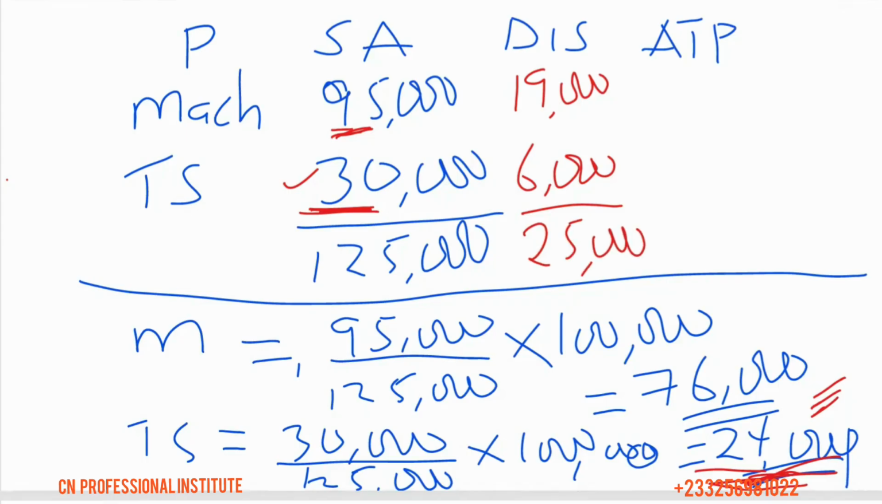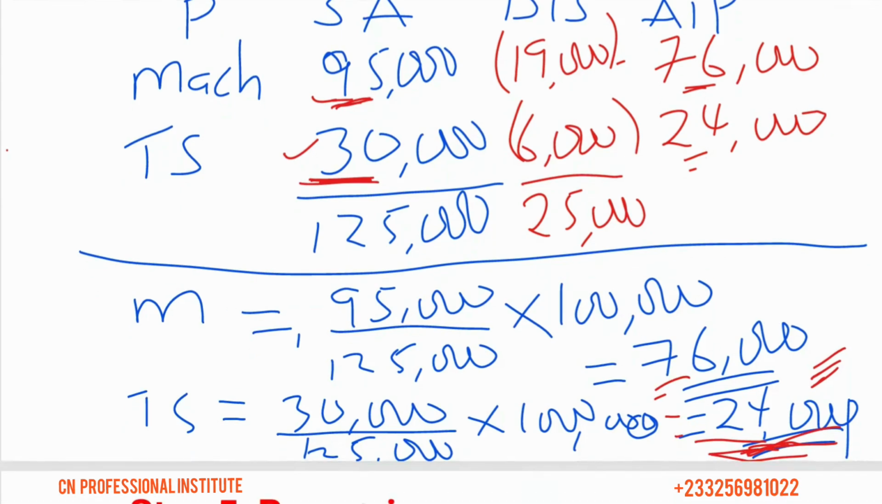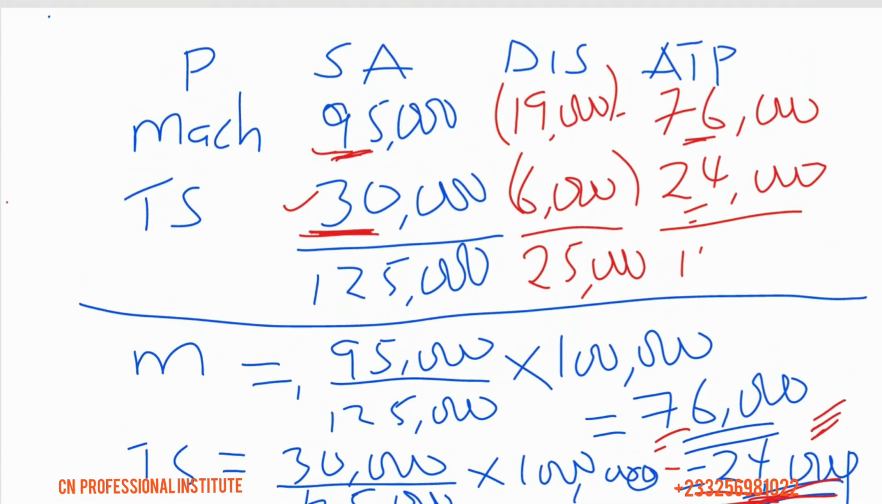And then 95 minus 19 will give us 76,000. And 30,000 minus the discount of 6,000 will give us 24,000. You can see this has the allocated transaction price: the 76 up here and the 24 here. They are what we got here. And when you sum this, you get the 100,000.